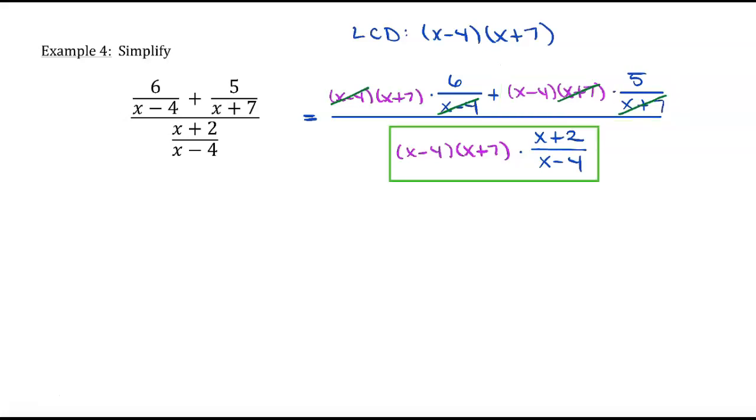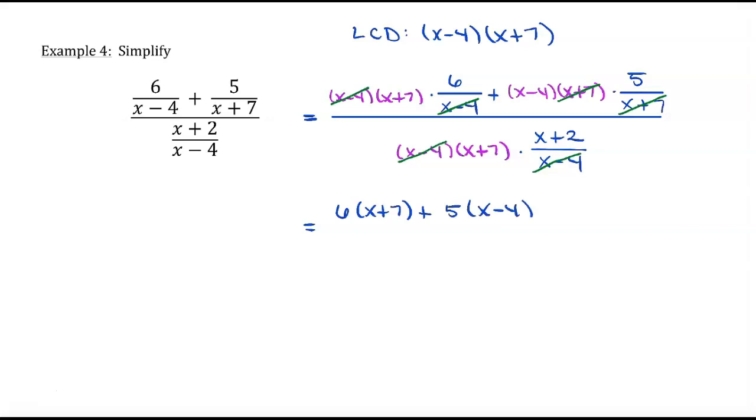And in the denominator, we have a factor of x minus 4 in both the numerator and in the denominator, so they simplify to be a factor of 1. This leaves us with x plus 7 times 6, or 6 times x plus 7, plus x minus 4 times 5, or 5 times x minus 4, divided by x plus 7 times x plus 2.